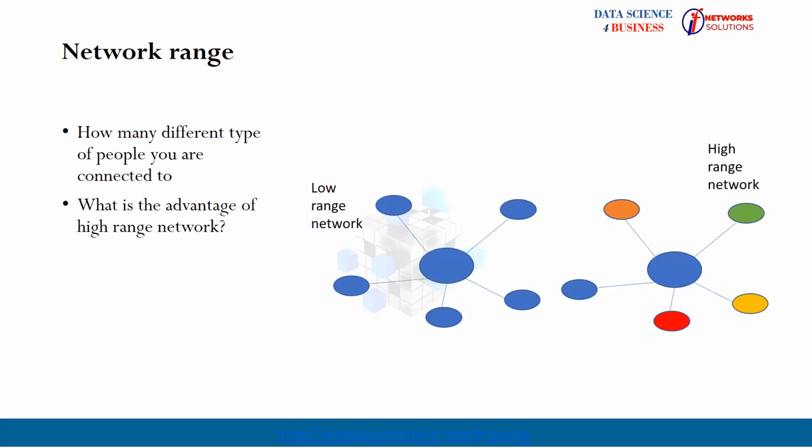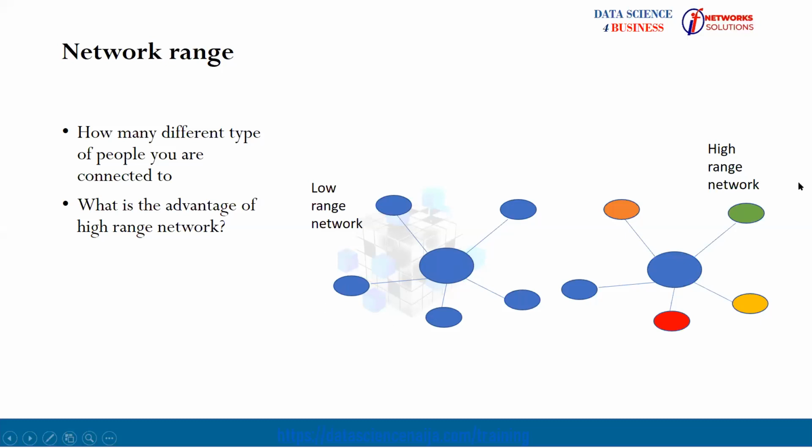Now we have network range. Network range basically has to do with how many different types of people we are connected to. If you look at this diagram, for example, the first one here is a low range network and is connected to the same kind of people. Maybe all the connections are people in the organization. Maybe the person is on LinkedIn, for example, and all his connections are people in his particular organization. So that's a low range network.